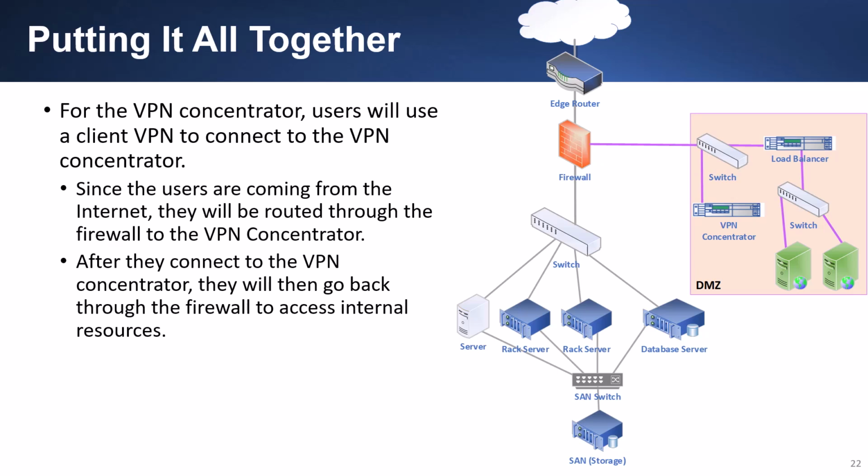For the VPN concentrator, users will use a client VPN to connect to the VPN concentrator. Since the users are coming from the internet, they'll be routed through the firewall to the VPN concentrator. After they connect to the VPN concentrator, they'll then go back through the firewall to access internal resources.